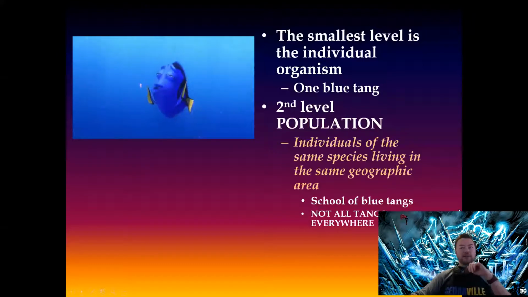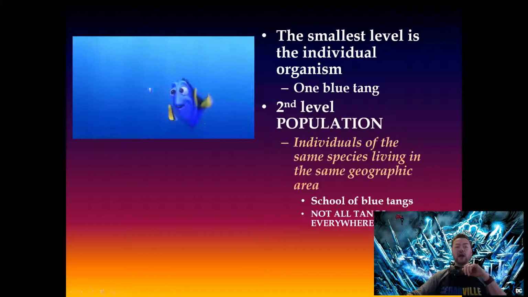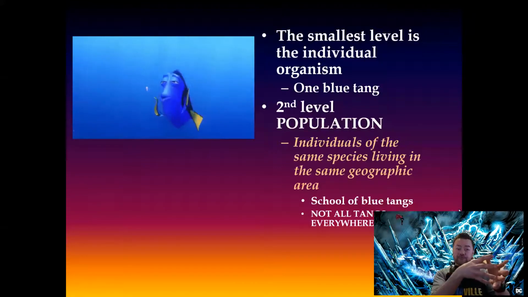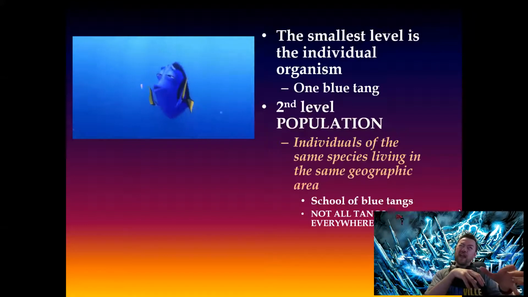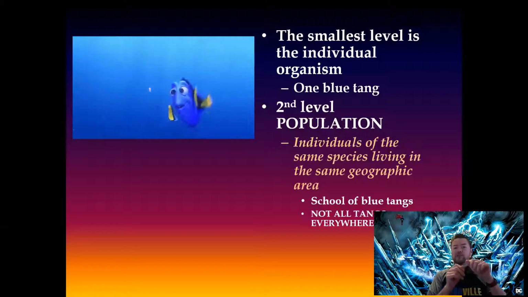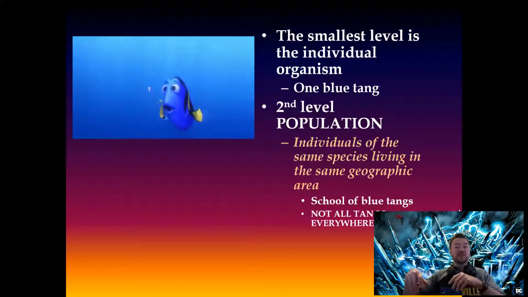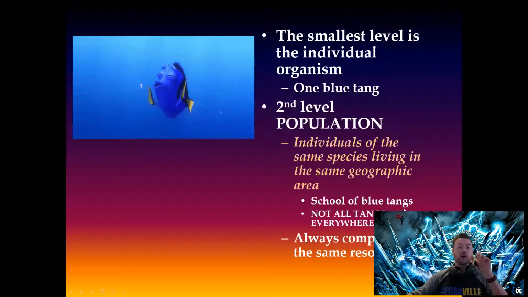But the thing about a population is that it doesn't include all of the blue tangs everywhere in the world. You might have a population of blue tangs in one coral reef, but if you go to a completely separate coral reef, you might find a population of blue tangs. But those blue tangs are 2 different populations, because if you look at maybe some of their versions of characteristics, there might be some minor variations, but you also need to look at the other populations that exist with those blue tangs.